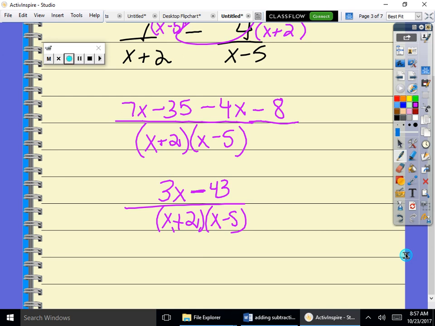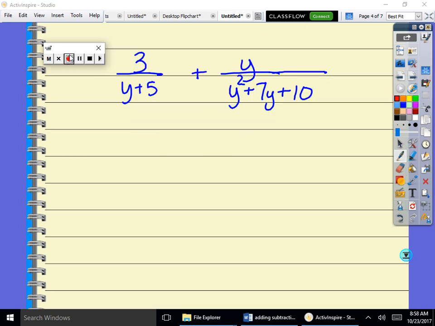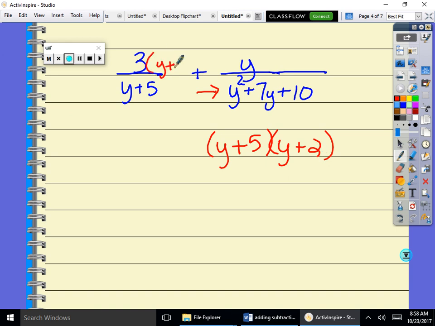Okay, what is your first step going to be in number 4? Factor. Go ahead and factor that y squared plus 7y plus 10. Take the problem as far as you can, and I will go over it in a moment. Okay, when I factor this denominator, what does it break down to? Y plus 5, y plus 2. So the y plus 5 matches. What am I missing? Y plus 2.